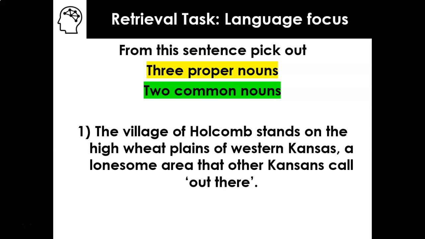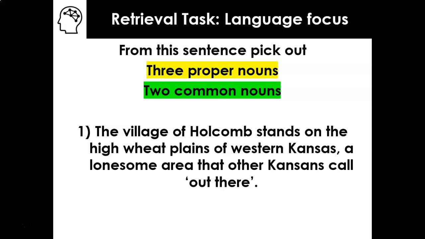From this sentence, I want you to pick out 3 proper nouns and 2 common nouns. If you remember, I got you to write down in your notes yesterday what proper nouns, common nouns, and abstract nouns were, and we're just testing that now. So remember, proper nouns are the names of people and places and titles. Common nouns are everyday objects. I've said too much. So I'm just going to ask you to press pause, and I want you to write down 3 proper nouns and 2 common nouns in this sentence.